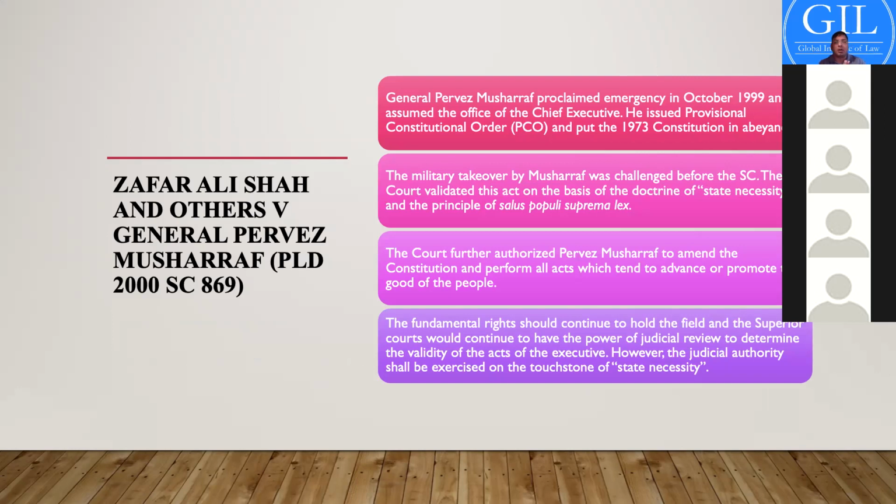Then in October 1999, another coup happened. This time, General Pervez Musharraf proclaims emergency and appoints himself as the chief executive, as if the country is a corporation and he's the CEO. Again, the 1973 constitution is suspended, and his actions are challenged before the Supreme Court, and lo and behold, the Supreme Court reinvents the doctrine of state necessity. The court also authorized General Pervez Musharraf to amend the constitution.